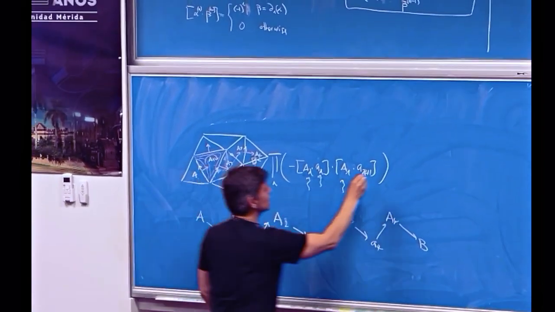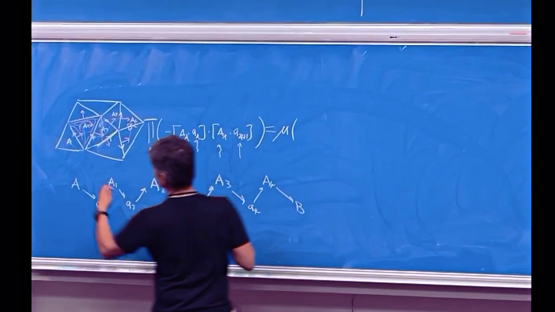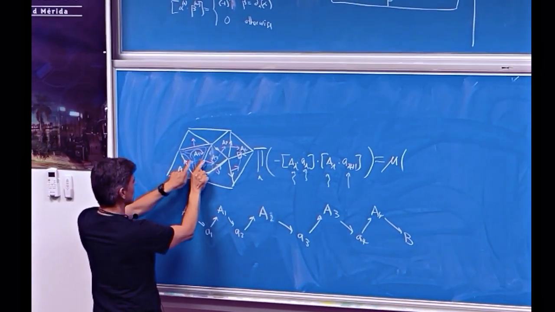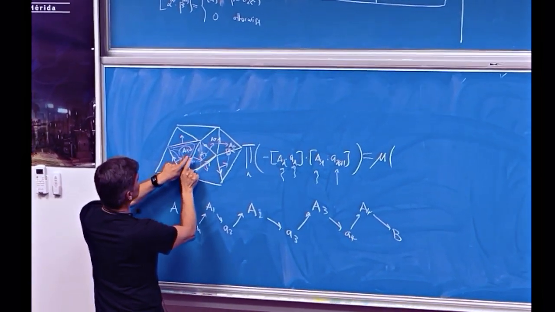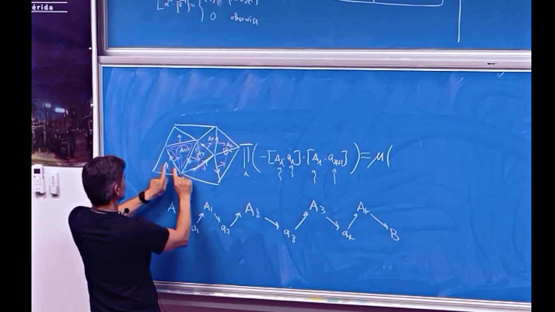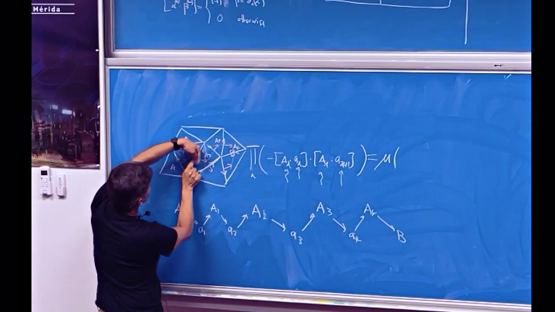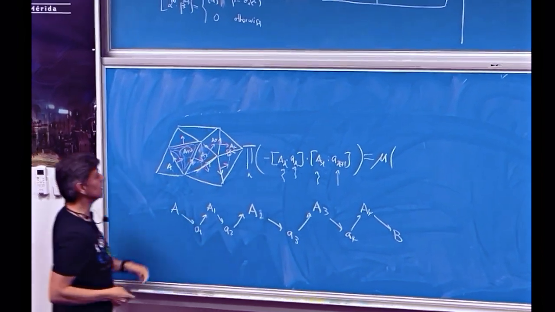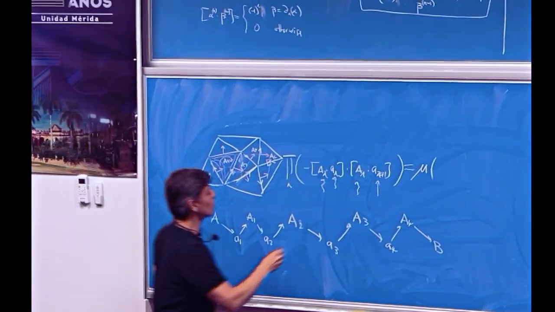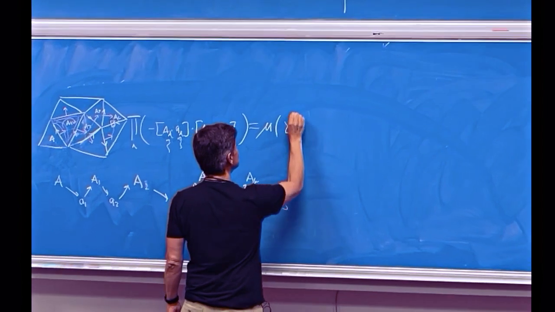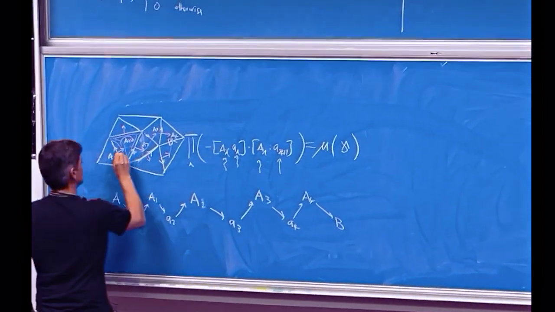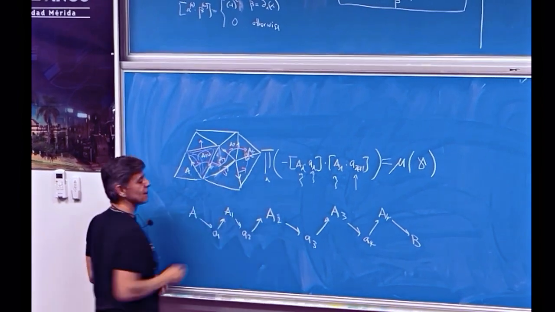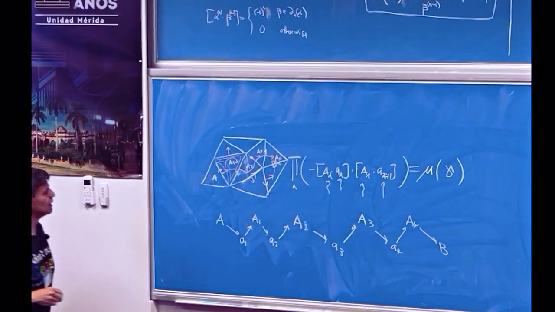And I call this the multiplicity. First I'm comparing whether these two are compatible, then whether these two are compatible, and whether these two are compatible, and then the compatibility with the B. So I'm going to call this the multiplicity of this path and the path on the top, namely this one. This is the multiplicity of that path.